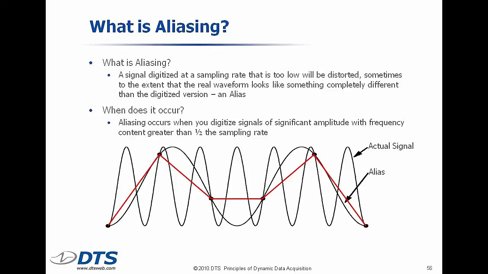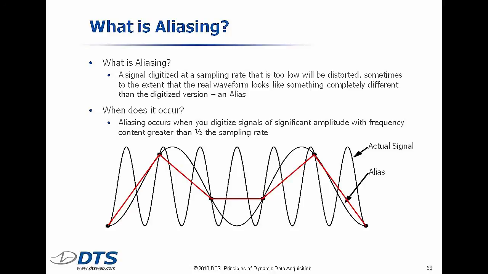Simple rule: aliasing occurs when you digitize signals of any kind of significant amplitude with a frequency content greater than 1/2 the sampling rate. So if I have a 10,000 sample per second system and I get a 5,001 hertz input signal, it's going to be just distorted beyond all recognition.